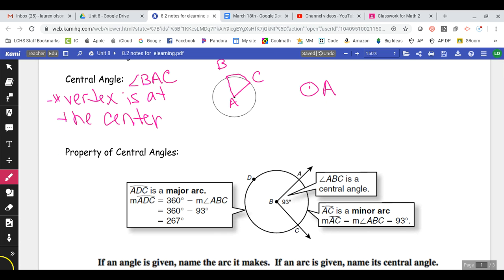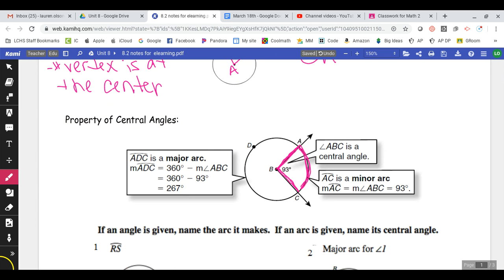The property of central angles says that whatever the degree of the central angle is will also be the degree of the arc that it creates. So whenever we're looking at these, I always kind of draw with a pen or outline, not just the angle, but then also this arc that the angle creates. So when I say arc, if you think about a circle has 360 degrees around, this portion of the arc created by this angle is 93 degrees.